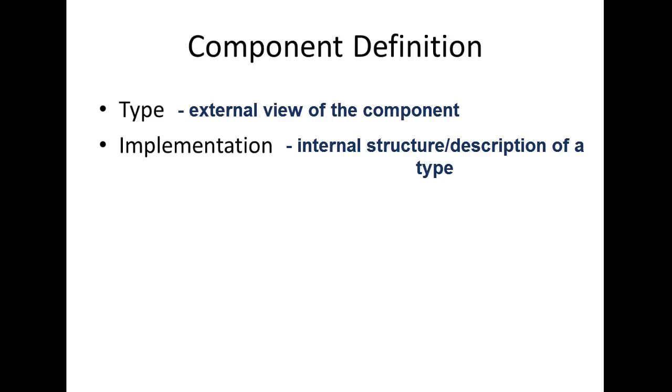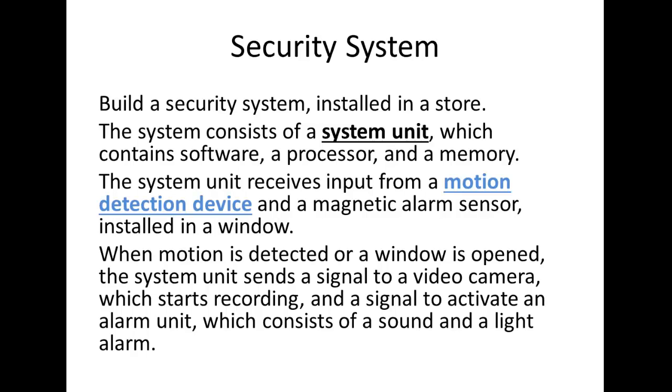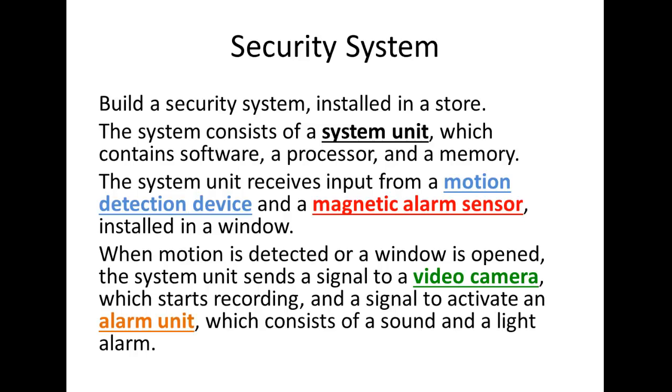Let's try to work this out in an example. We need to build a simple security system installed in a store. The system consists of a system unit, which contains software, a processor, and a memory. The system unit receives input from a motion detection device and a magnetic alarm sensor installed in a window. When motion is detected or a window is opened, the system unit sends one signal to a video camera which starts recording, and another signal to activate an alarm unit which consists of a sound and a light alarm. Pause the video here to make sure that you understand the description and requirements of the system.